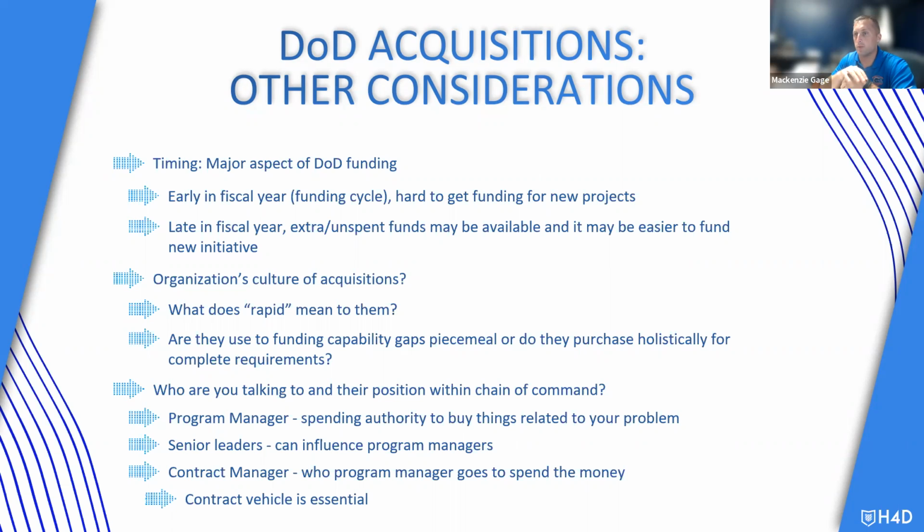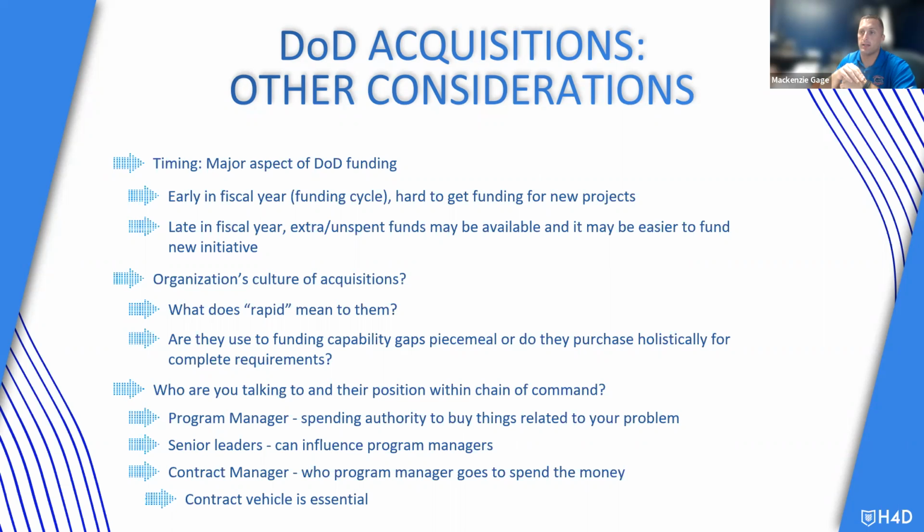So who are we talking to in their position within the chain of command? When you're talking to your users, when you're talking to your project sponsors, you need to understand who the folks are that are sponsoring any given project. Are they a program manager? Are they a senior leader? Are they a contract manager? You want to be able to engage with different folks that have the different authorities to do different things, right?